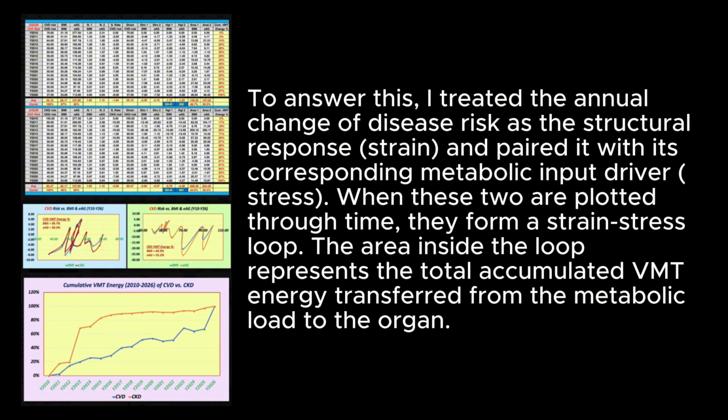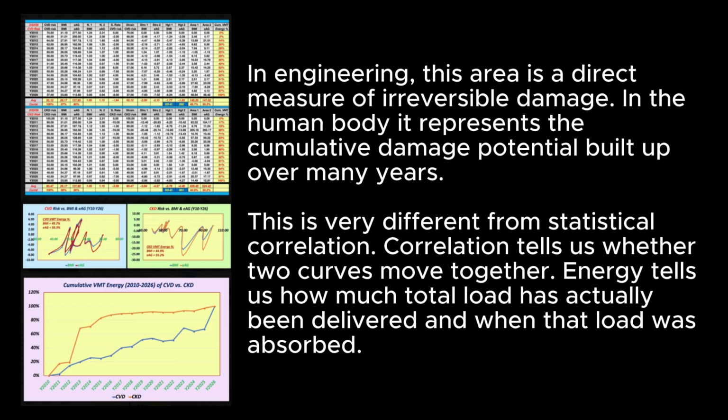When these two are plotted through time, they form a strain-stress loop. The area inside the loop represents the total accumulated VMT energy transferred from the metabolic load to the organ. In engineering, this area is a direct measure of irreversible damage. In the human body, it represents the cumulative damage potential built up over many years. This is very different from statistical correlation. Correlation tells us whether two curves move together. Energy tells us how much total load has actually been delivered and when that load was absorbed.